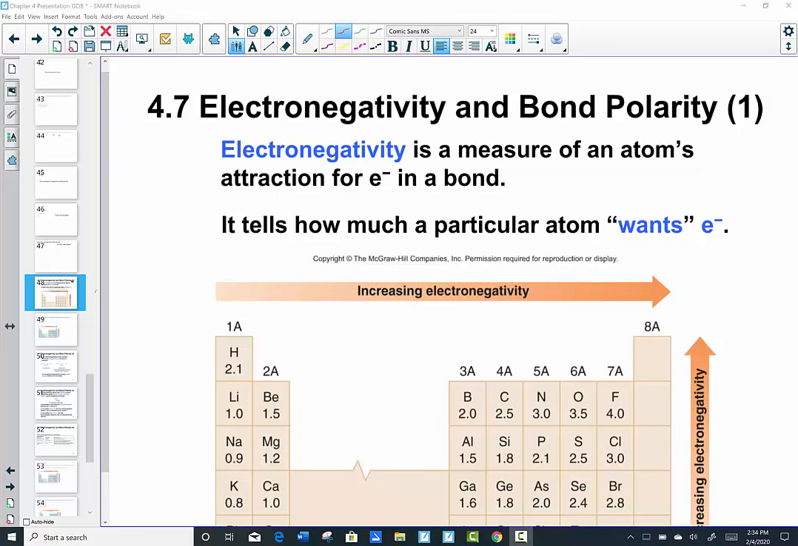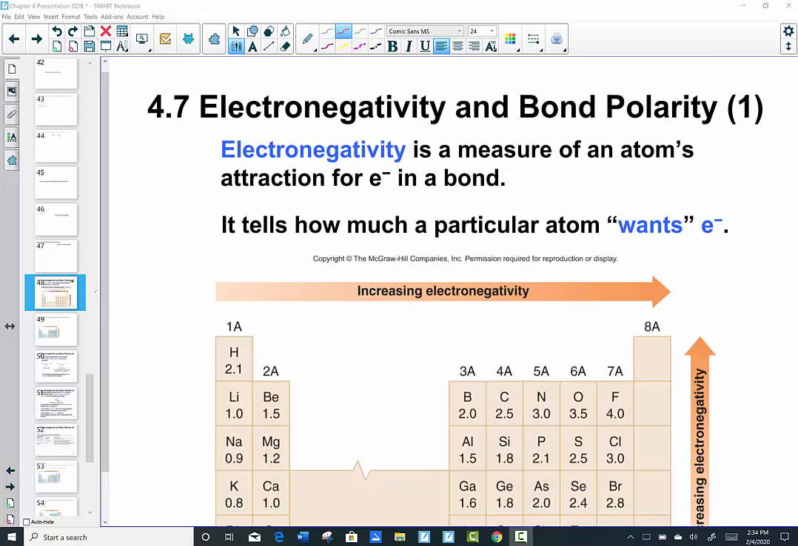Some last topics in Chapter 4. Some of these words we've already been alluding to earlier when we were drawing Lewis dot structures. I was talking about picking the least electronegative element to place in the center of your Lewis dot structure and attach back all of the other atoms to it. And finally, I'm going to define the term electronegativity.